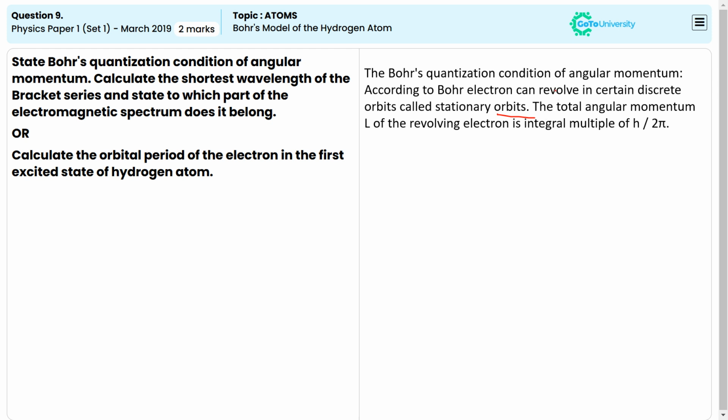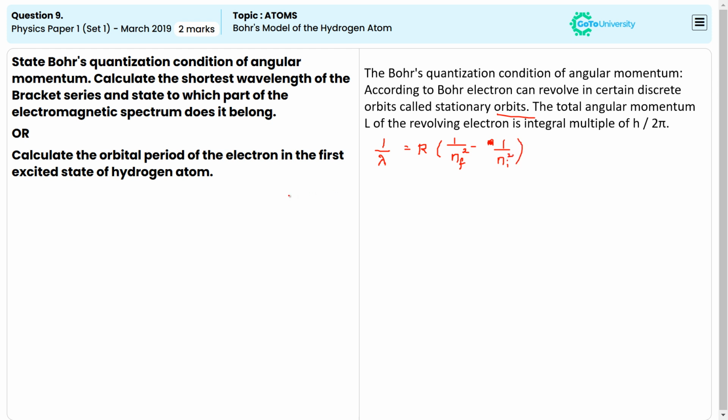Okay, then according to this we can write this equation, that is 1 upon lambda is equal to R times (1 upon nf square minus 1 upon ni square).